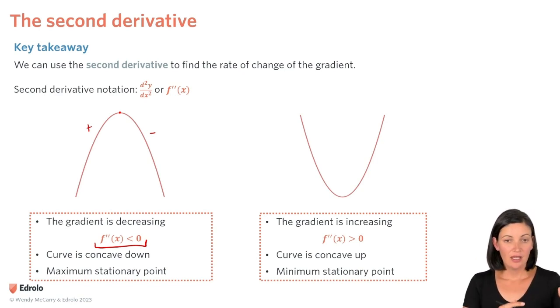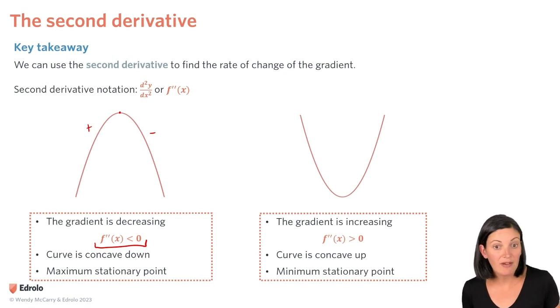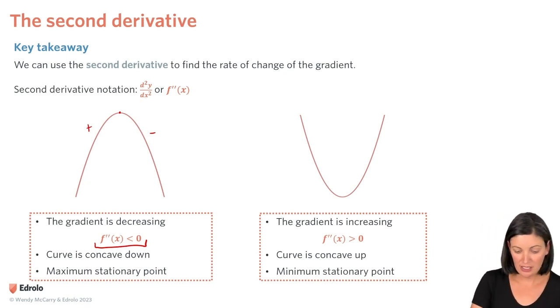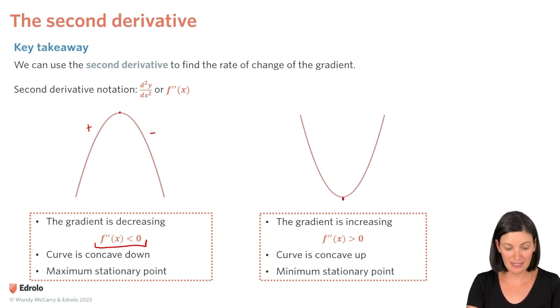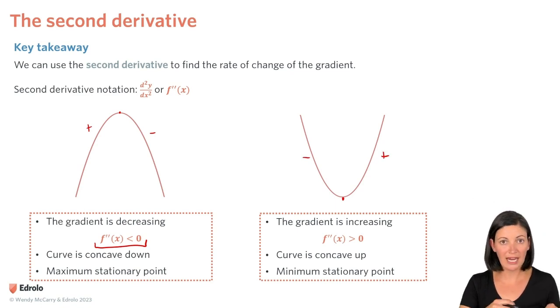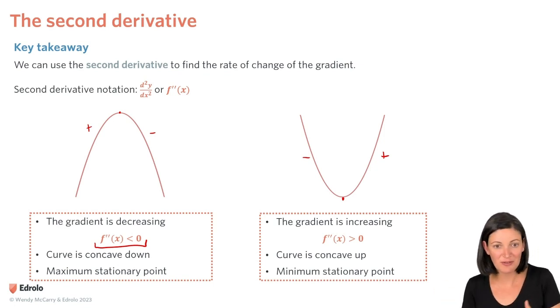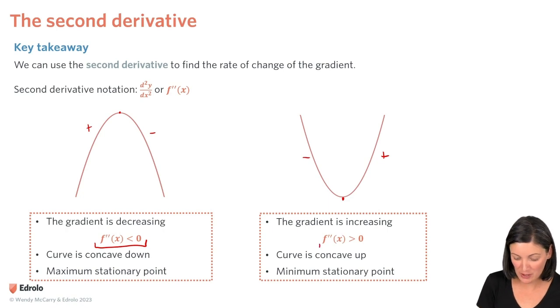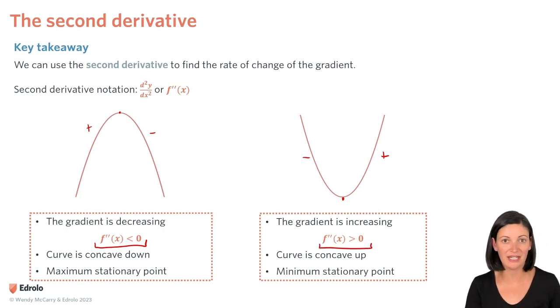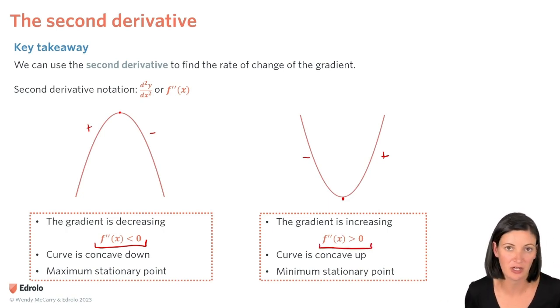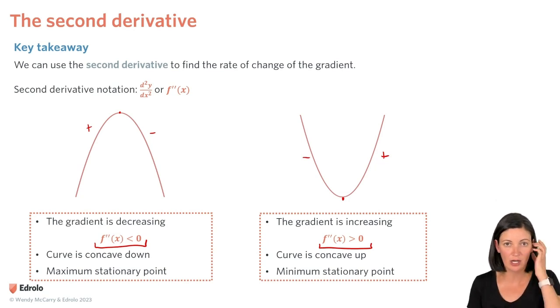Okay, the opposite sort of happens when we have a minimum stationary point. So if we take a look, the gradient on either side of this point, so the gradient on this side is negative, and then it becomes positive. So if something goes from negative to positive in value, it's increasing, okay? So the derivative of the derivative, the second derivative, is going to be positive, because the gradient is increasing along that function. So it's a little bit of an abstract concept.